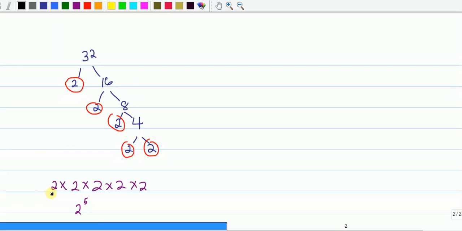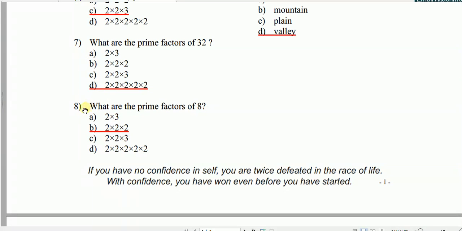Okay, let's check if this is correct. 2 times 2 is 4. 4 times 2 is 8. 8 times 2 is 16. 16 times 2 is 32. So 2 to the 5th power. And here we have it, number 7. 2 times 2 times 2 times 2 times 2.